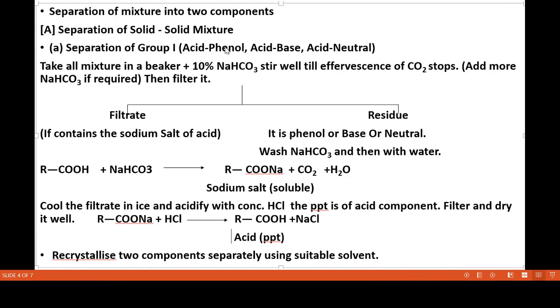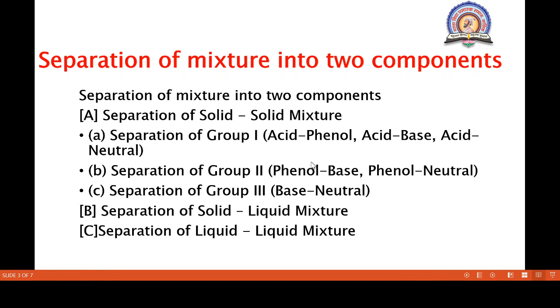If our type is acid phenol, acid base or acid neutral, then the separation is done by this group first. Is it clear? Because we determine the type initially, that's why we know the type. So by knowing that type, if the type is acid phenol, acid base or acid neutral, then separation is done by the first group. And if the type is phenol base or phenol neutral, then we do the separation by group second. And if our type is base neutral, then we do the separation by group third.